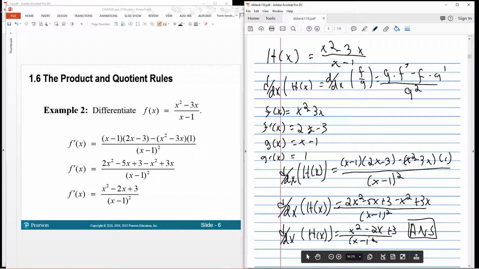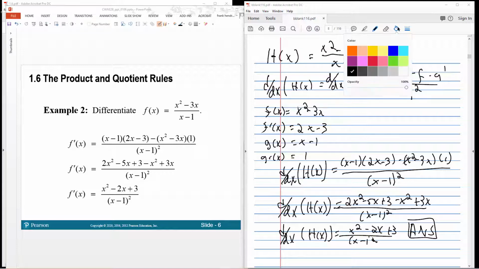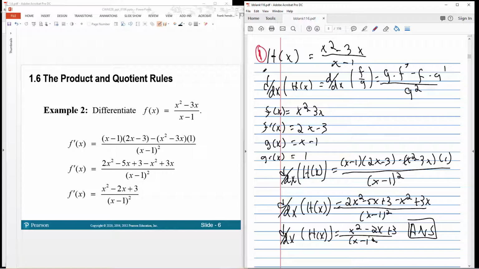Now, when you look at this problem here, it looks kind of big and large, but it's not. It's really done in three parts. The first part, I write out my formulas. The second part, I assign values to my variables. The third part, I plug into a formula and then I simplify for my answer.